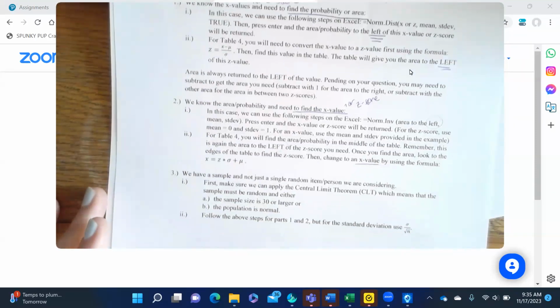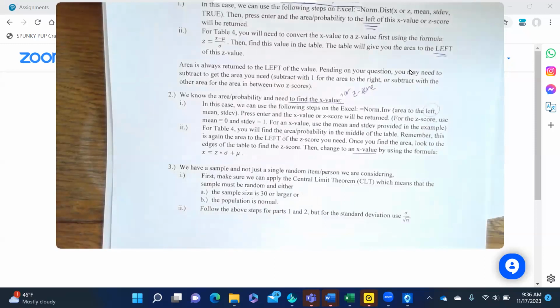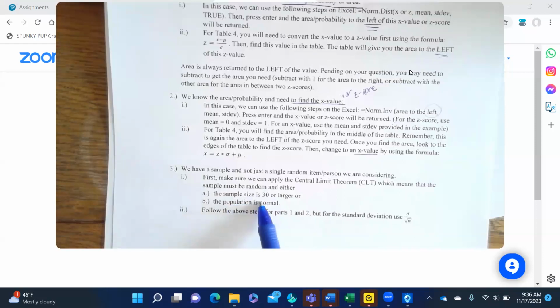And then the last thing we considered was section 5.4. And in this case, we're sampling, but it's not just one single person we're considering. So we typically do multiple samples, for instance, or we do a sample of not just one person, but multiple people. So the idea is that you have not just one thing, but many things that you're sampling from. So in that case, we're going to use what's called the central limit theorem. You do need to make sure a couple things hold. Either your sample size is at least 30 or your population is normal.